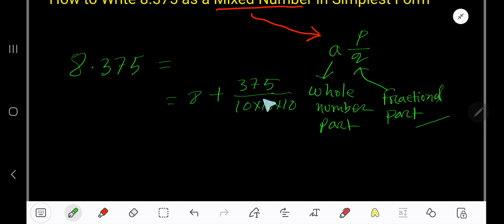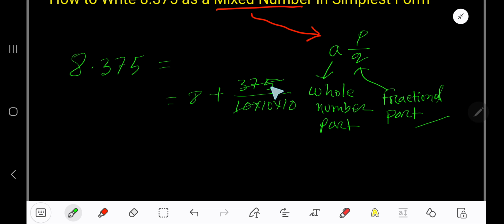Now we need to reduce this fraction. So how to do that? If you want to reduce this fraction in one step, then you need to find the greatest common divisor of this and this, and then divide the numerator and denominator by the greatest common divisor. But if you want to simplify this fraction in multiple steps, then you need to divide the numerator and denominator by a common factor. This is divisible by 5, this is divisible by 5, so 5 is a common factor.